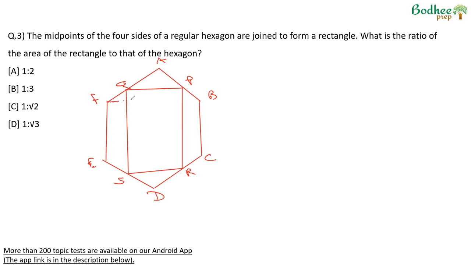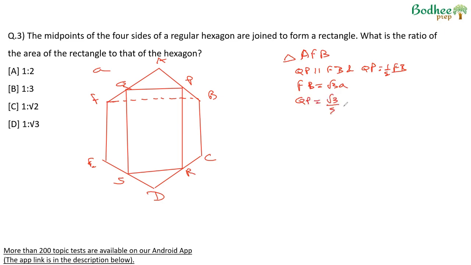Now, if we join FB, in triangle AFB, we can say that QP will be parallel to FB and half of FB. Because Q and P are the midpoints of the two sides, the midpoint theorem will apply. Now FB will be nothing but the shorter diagonal of the hexagon. Suppose the hexagon has side a. FB will be root 3 a, and therefore the length of QP, the breadth of the rectangle, will be root 3 by 2 a.